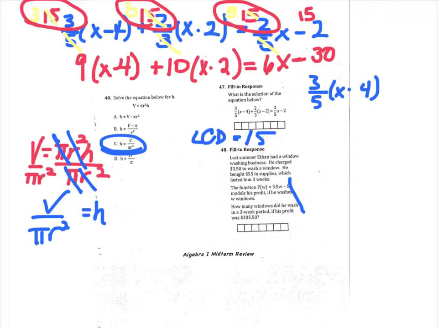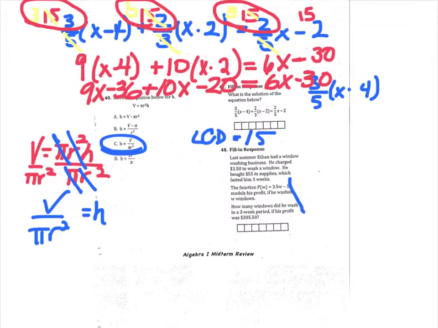My next step, now that I've gotten rid of the fractions, is to distribute. I'm so out of room here. I get 9x minus 36 when I distribute there, and then plus 10x minus 20. On the right-hand side, there's nothing to distribute.